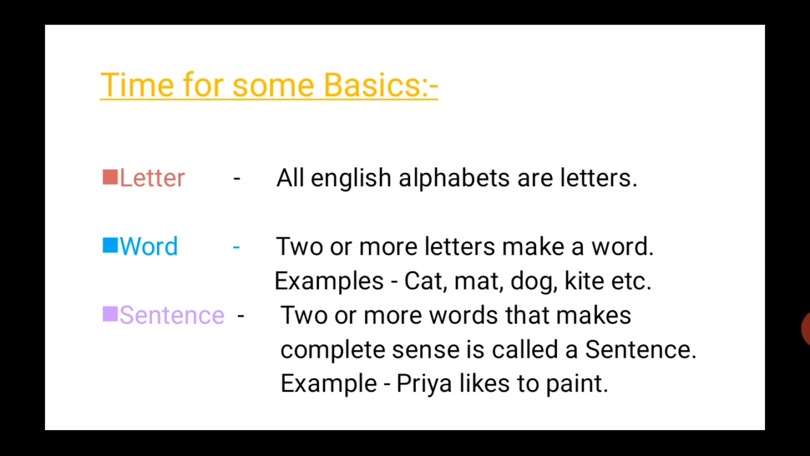Now let's learn about sentence. A group of words that makes complete sense is called a sentence. As it's written here, two or more words that makes complete sense is called a sentence. Example: Priya likes to paint. So, this sentence has more than two words and it is also making sense. Hence, it is a sentence. I hope all the three things, letter, word, and sentence, are clear to all of you.